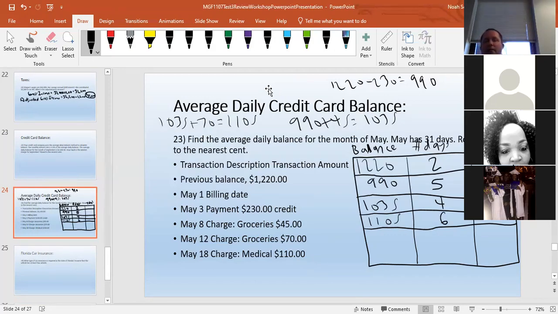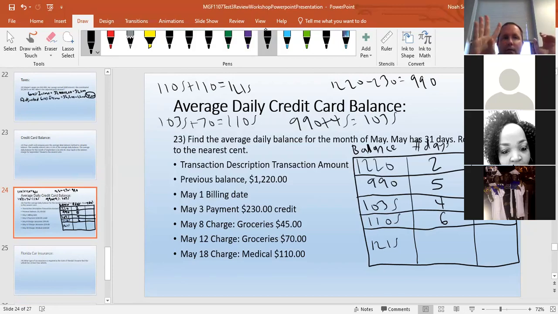Then on May 18th there's a medical charge for 110. So you have 1,105, and you add 110 to the balance, which gives you 1,215. And so that's going to be the balance from May 18th all the way to the end of the month. Now let's count how many days that is, because there's 31 days in May. 18, 19, 20, 21, 22, 23, 24, 25, 26, 27, that's 10, 28, 29, 30, 31, that's 14.